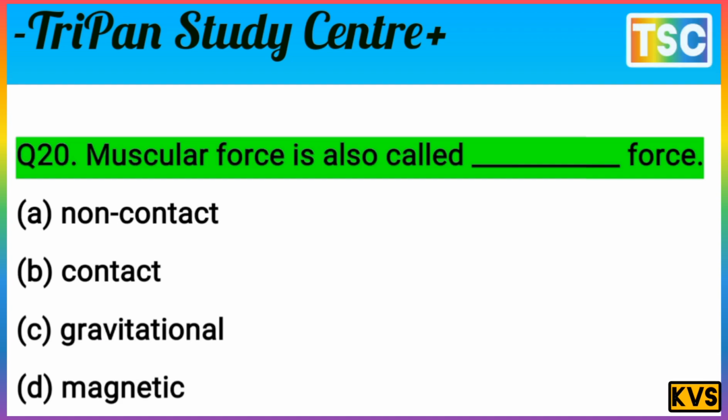Next question on your screen. Muscular force is also called dash force. A, non-contact force. B, contact force. C, gravitational force. D, magnetic force.